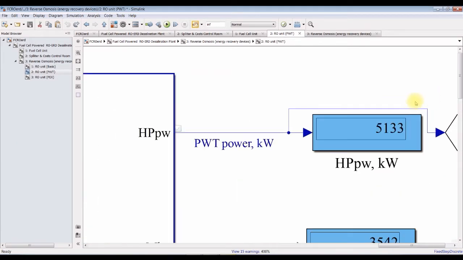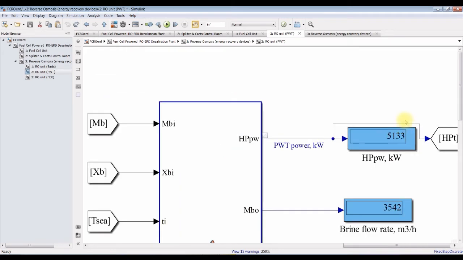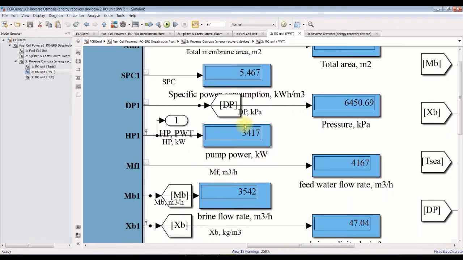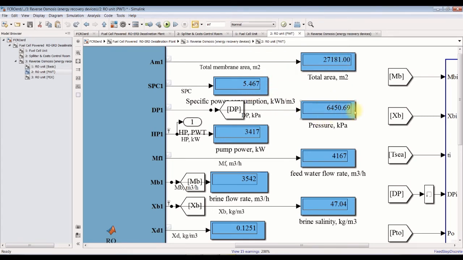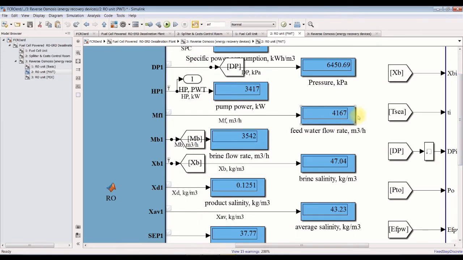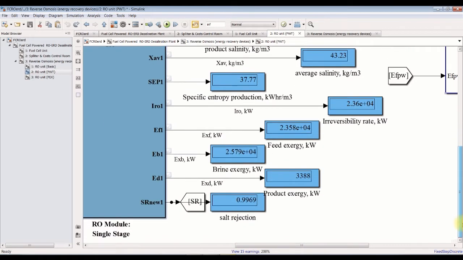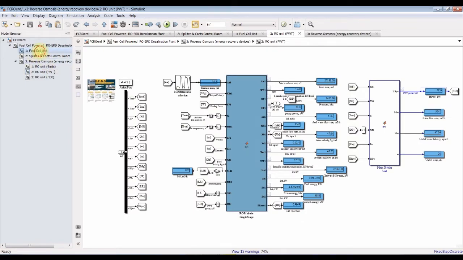Okay, this is the power from the Pelton wheel drive. The brine loss is going to generate 5,000 kilowatts. And this is the difference between the high pressure pump power and the Pelton wheel power. This is the load on the fuel cell. Actually, this is the load, total membrane size, specific power consumption, pressure, and this is mass flow rate, brine loss flow rate, brine salinity, product salinity, average salinity, and specific entropy production rate, irreversibility, exergy analysis, and so on.